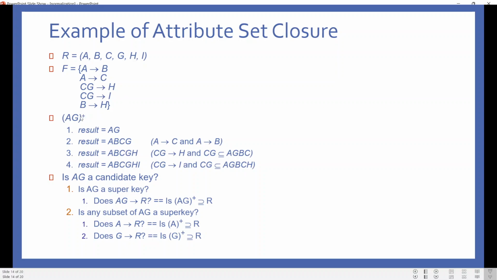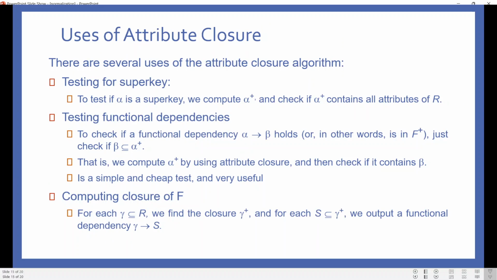So A and G, there is no subset which can completely determine this relation. That means that this is a candidate key. So this is how you find super key and candidate key. Candidate key means there shouldn't be any subset of the super key which can determine the complete relation. That is the candidate key.